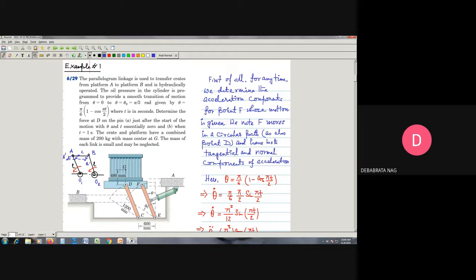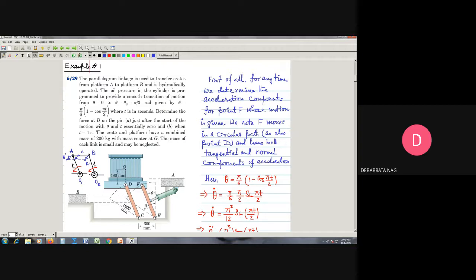And the second case is we need to calculate this force when t becomes equal to 1 second. So when t becomes equal to 1 second, we need to calculate how much force will be required over here.